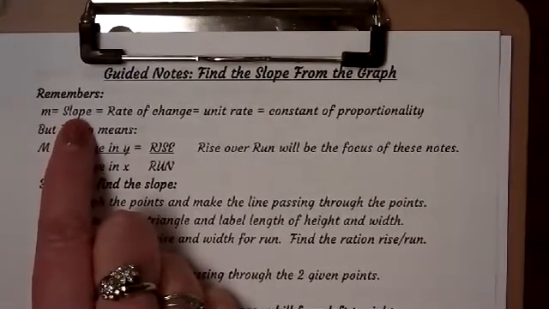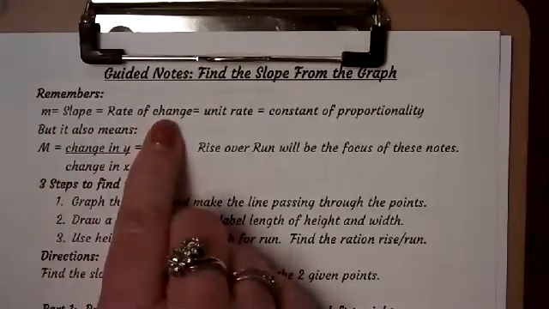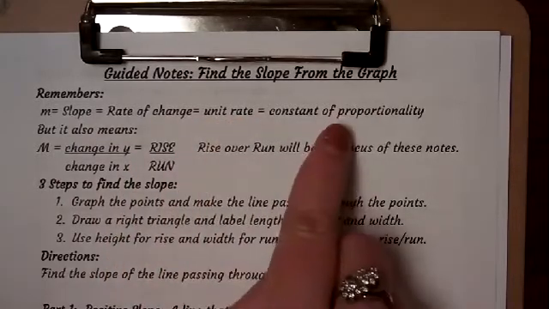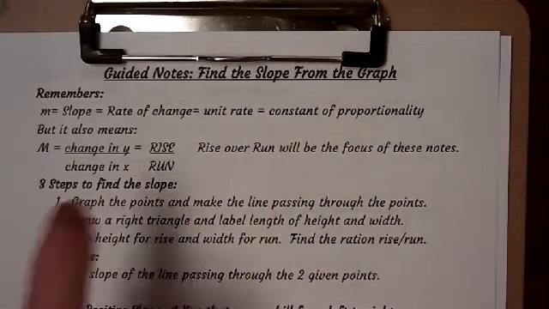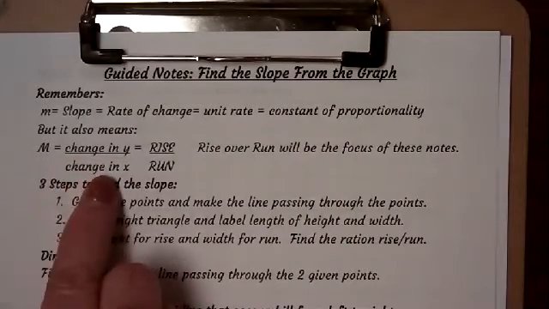We've learned that it has synonyms. The word slope has lots of synonyms. Synonyms are words that mean the same thing. So the slope can also be called the rate of change, the unit rate, the constant of proportionality, but it also means for us the change in y over the change in x. That's a ratio. How is y changing compared to x changing?